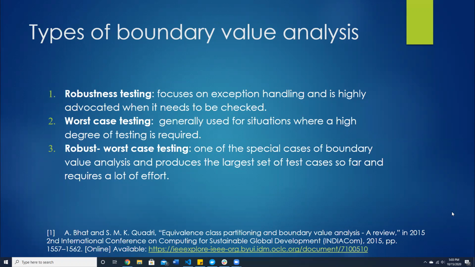Worst case testing. The single fault assumption theory of reliability is that failures are rarely a result of simultaneous occurrence of two or more faults. But here we consider that failure is due to the occurrence of more than one fault simultaneously. It is generally used for situations where a high degree of testing is required. And then robust worst case testing is one of the special cases of boundary value. The difference lies in the number of test cases generated. It produces the largest set of test cases and requires a lot of effort. Next slide, please.